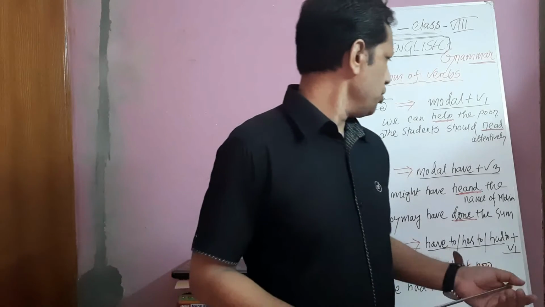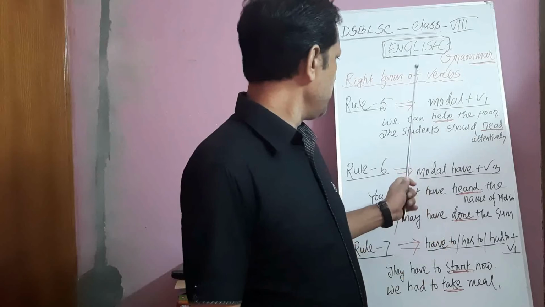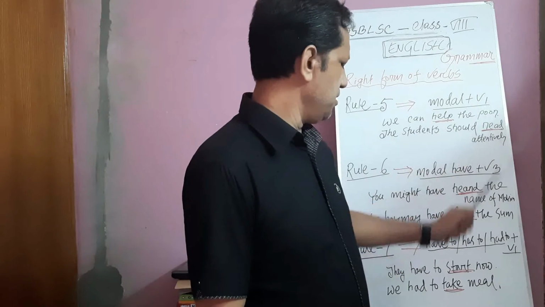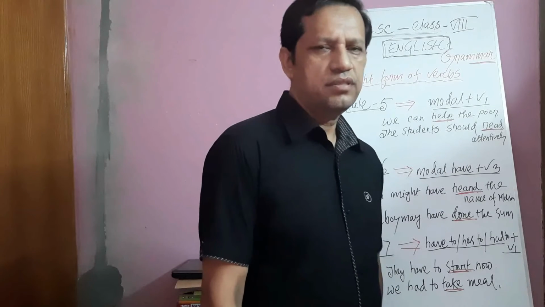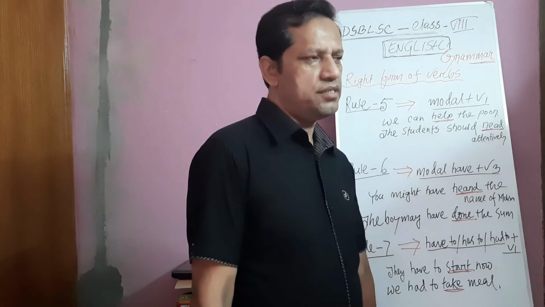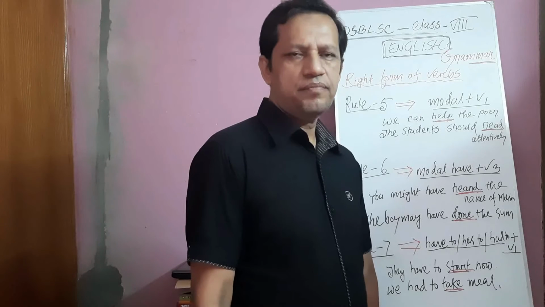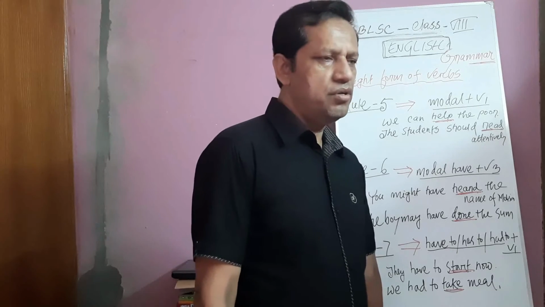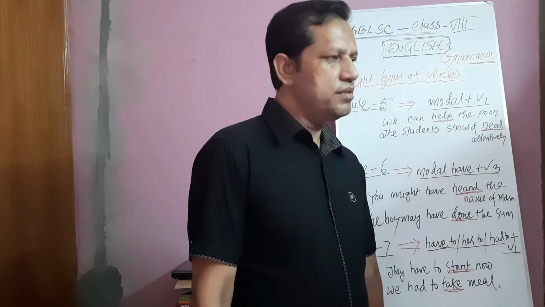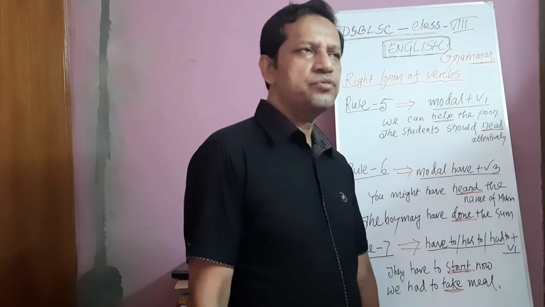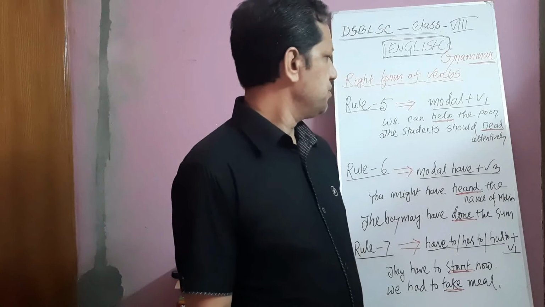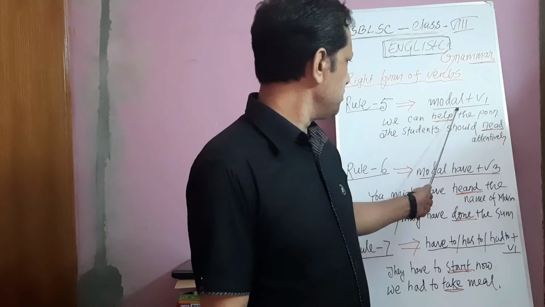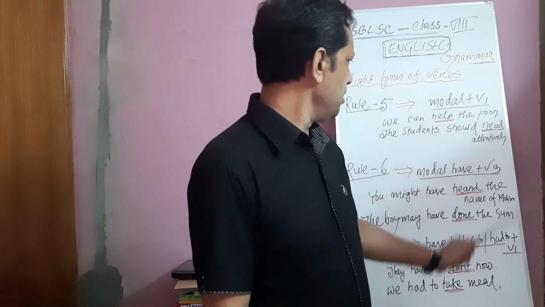So rule 5, I have written modal plus V1. Actually, modal verbs, you know well that after the subject of a sentence we have to use a modal verb, and after this modal verb you also have to use a main verb. So modal verbs have plus V1.